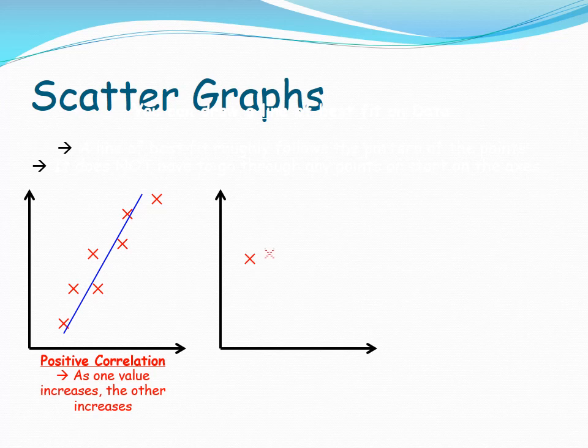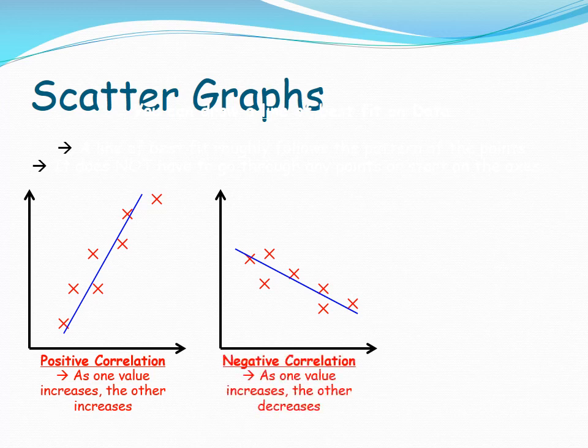Another example, plot the points, draw the line of best fit. You can see that here the line of best fit is going down. This is called negative correlation. As one value increases, the other decreases. Example of negative correlation, as you use your printer more, you have less ink.